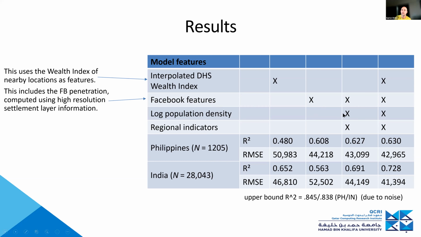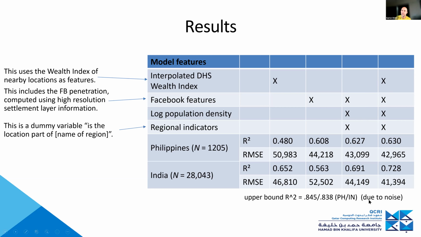Then you bring on additional features, for example, population density, as well as a regional indicator. This is just a dummy variable. Maybe the poverty dynamics in Kerala in India are different than they are in Tamil Nadu, so you just add a dummy variable: are you in Kerala or are you in Tamil Nadu, or in any other of the states. If you do this, you're now consistently improving over the baseline. If you combine everything together, you get a bit of further improvement.